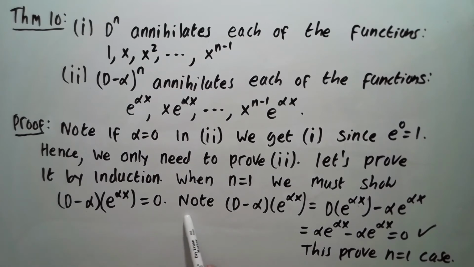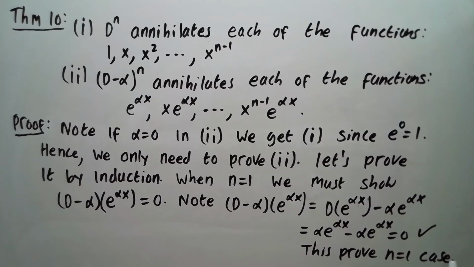Okay, so note here, d minus alpha times e to the alpha x. You can distribute it in there. So it'll be d of e to the alpha x minus alpha e to the alpha x. And again, the d means derivative. So the derivative of e to the alpha x is itself times the derivative of alpha x with respect to x. So it'll be alpha e to the alpha x minus alpha e to the alpha x, which is 0. So this proves the n equals 1 case.